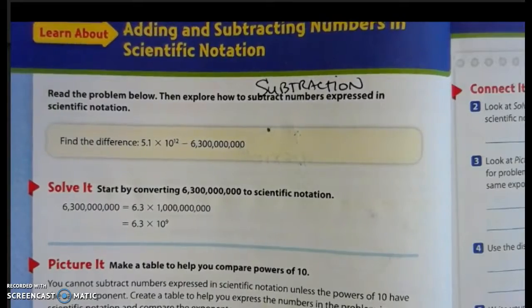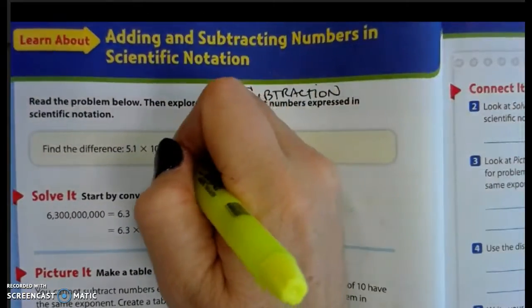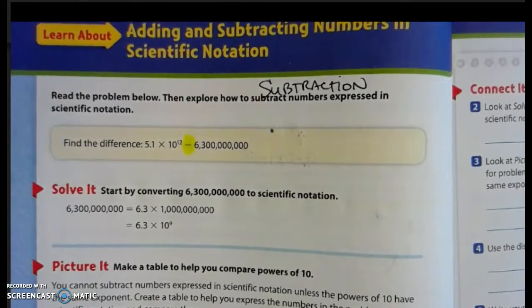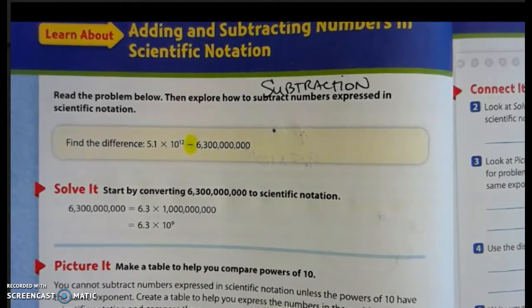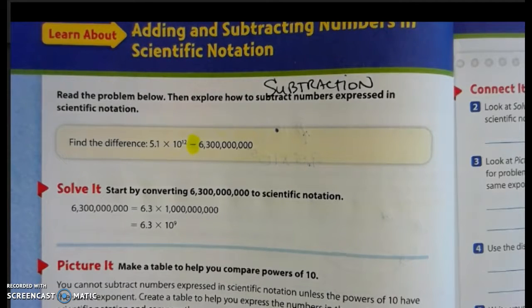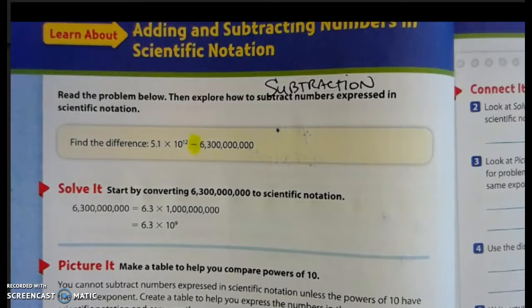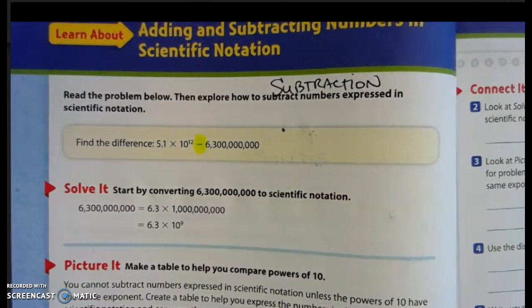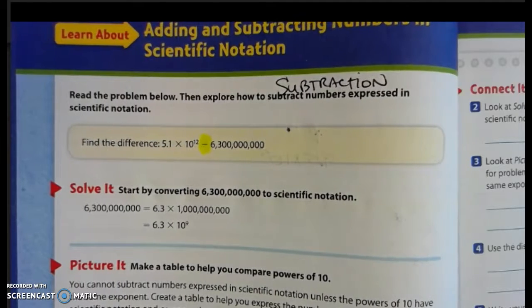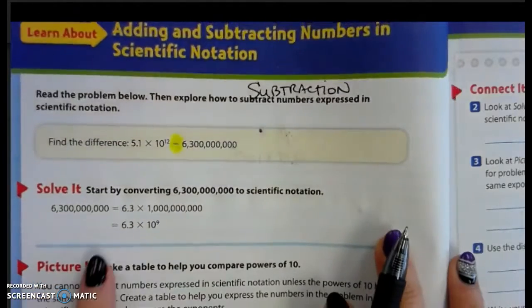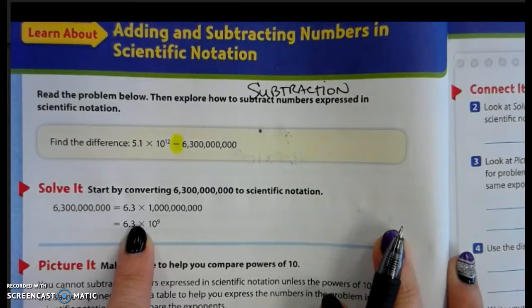Like I said before, you need to look at your operation first. My operation says subtraction. If I want to subtract two numbers, they need to be in the same format. They either need to be standard form or scientific notation. And then the base 10s also have to match, just like with addition. So the first problem I see is that my second number, 6,300,000,000, is not in scientific notation. That's what they're explaining to you here, is how to fix that.